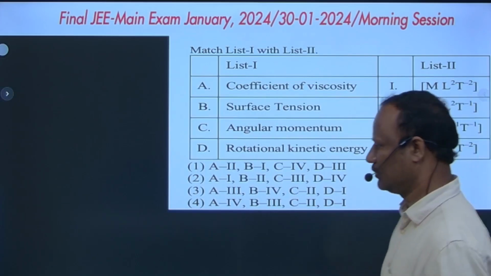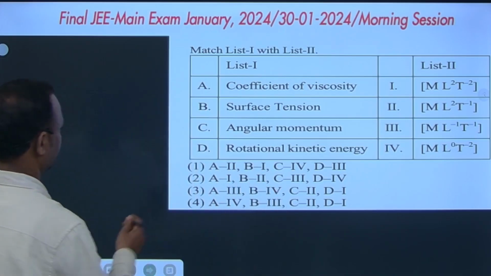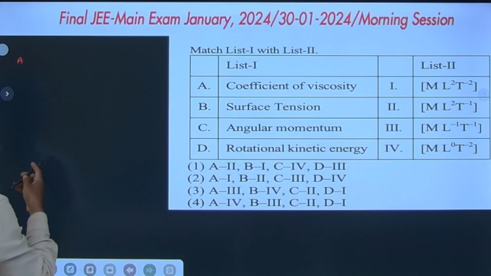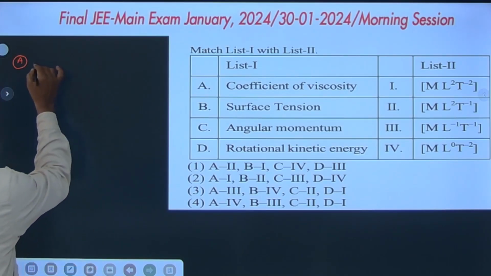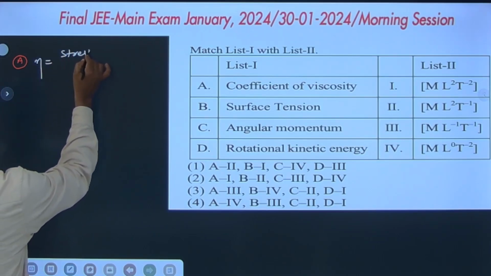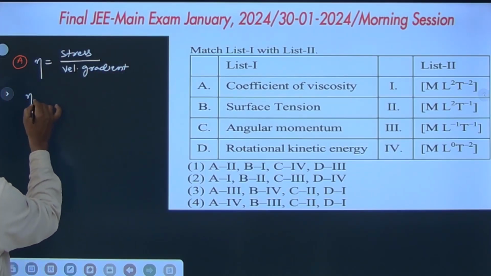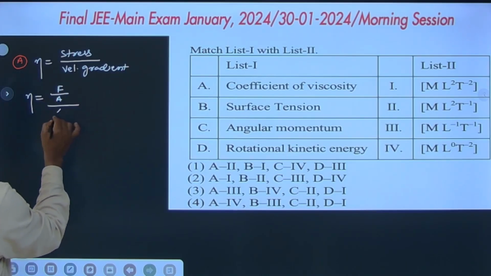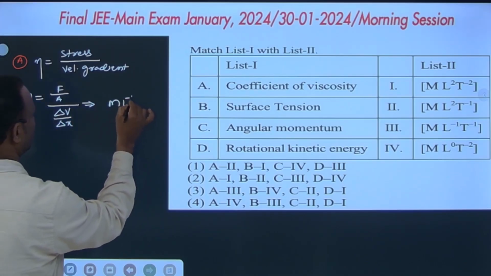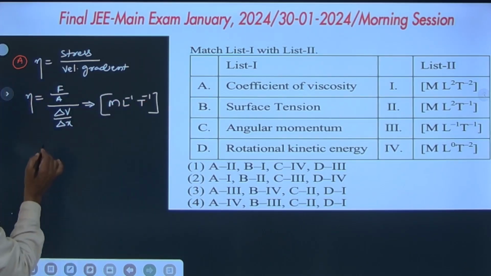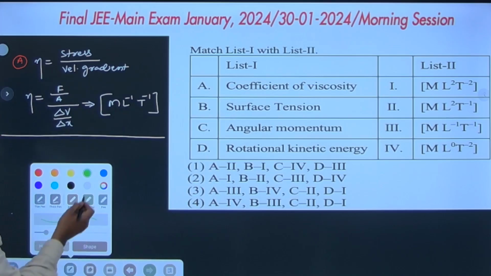It's based on dimensional formula. To write the dimensional formula, first we should know the formula of each physical quantity. First, coefficient of viscosity. Eta is equal to stress by velocity gradient. Eta is equal to stress F by A, and velocity gradient is delta V by delta X. Its dimensional formula is M L minus 1 T minus 1. So this is for the first one.